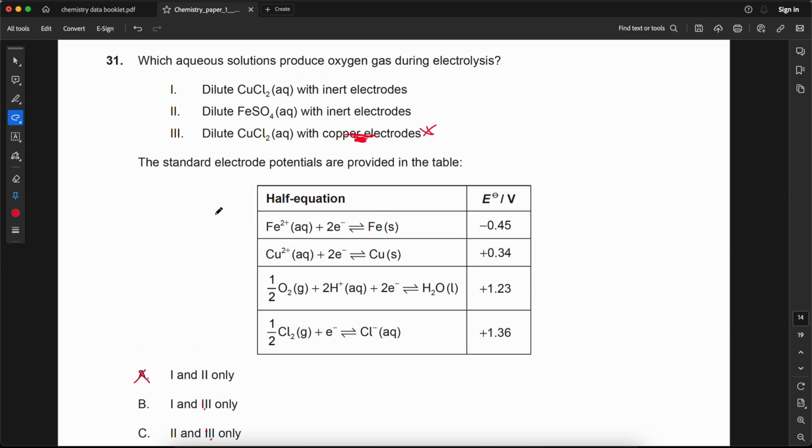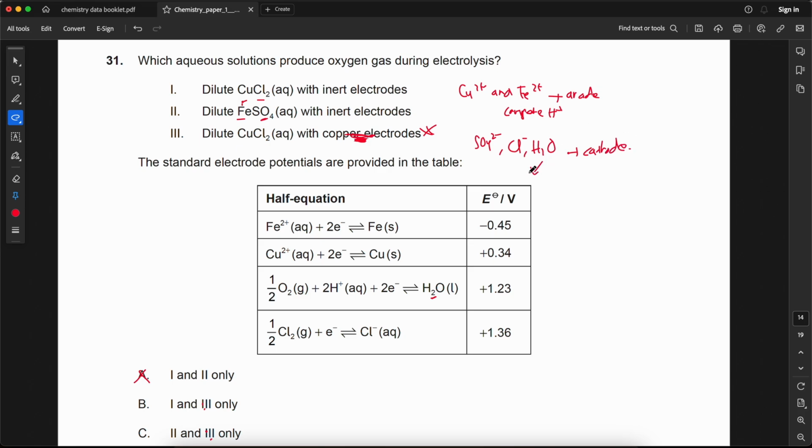But why do 1 and 2 produce oxygen? Let me explain. For the first and second, Cu2+ and Fe2+ will be at the cathode. At the anode, it competes with H+ because it's dilute, there's H2O. And it has SO4 2-, Cl-, and H2O here. Okay, that would be at the anode.